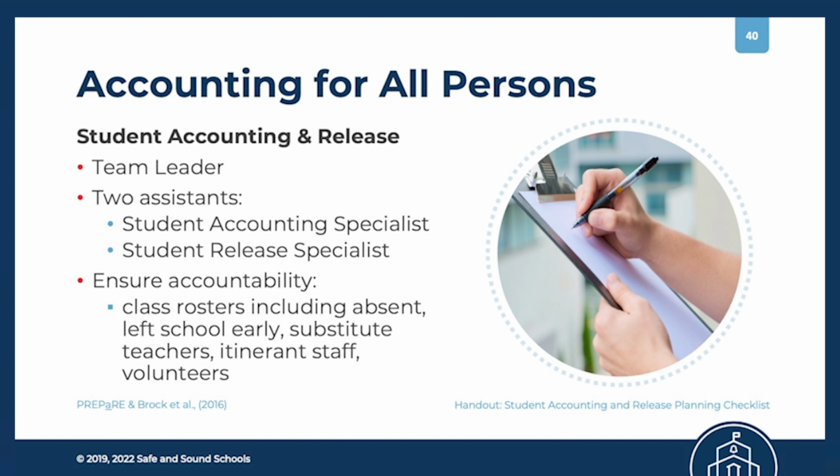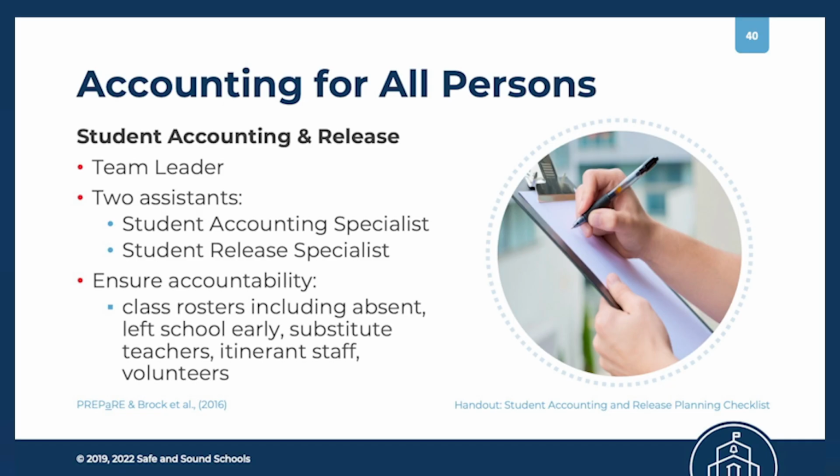Accounting for all persons is that annex that refers to making sure we know everybody's whereabouts at any given point during this process. So that student accounting and release role that we talked about earlier can often actually be a team. It's so important that we're able to account for every student and every staff member that many school communities will not just designate one person in charge of this responsibility, but a team. There would potentially be a team leader, and perhaps a couple of assistants, a student accounting specialist and a student release specialist.